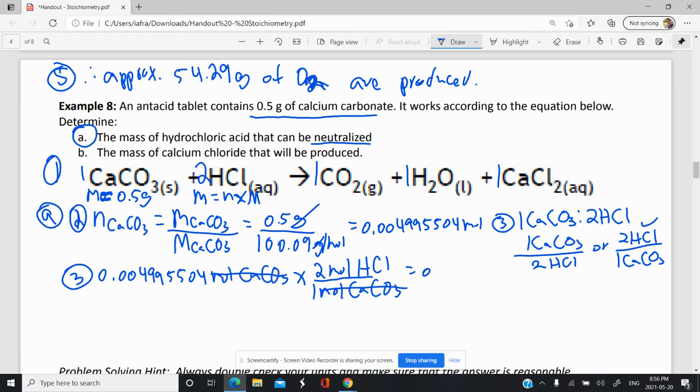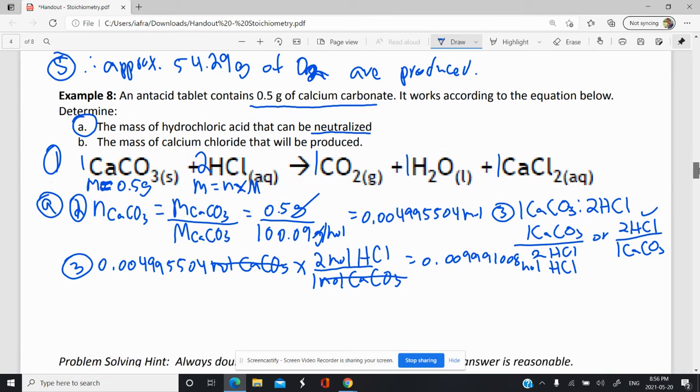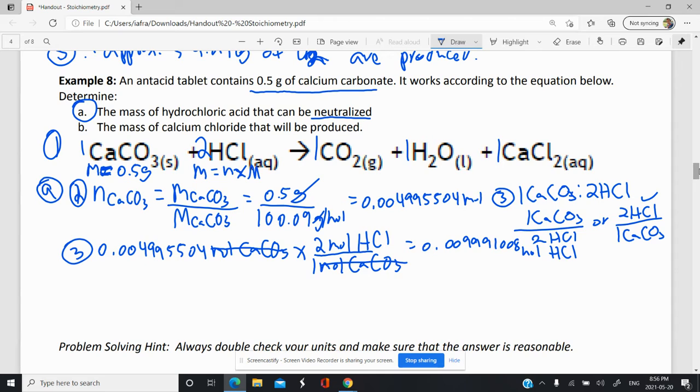So we get 0.009991008 moles of HCl. So we found the moles of HCl. That's how many moles of HCl could be neutralized by 0.5 grams of CaCO3. So if you took that antacid tablet, you'd be able to neutralize that many moles of HCl with the antacid tablet. But the question's not asking for number of moles. The question's asking for mass. So now we can plug this mole into our formula there.